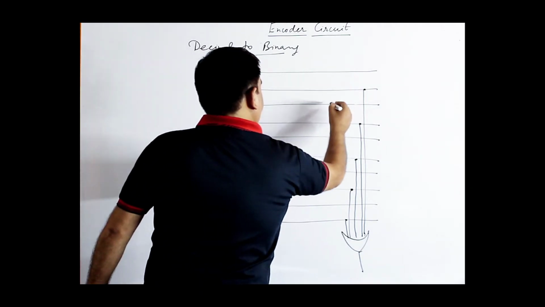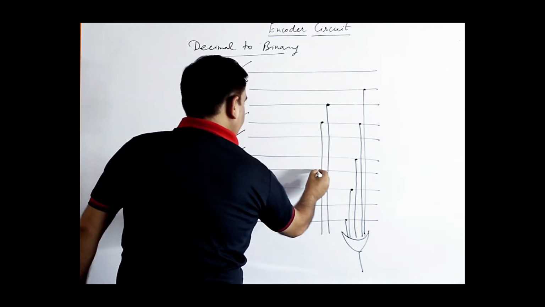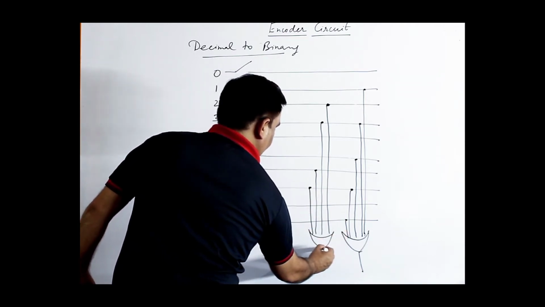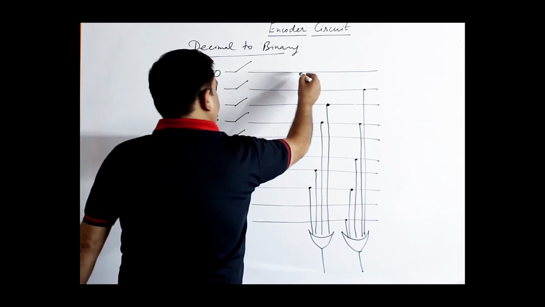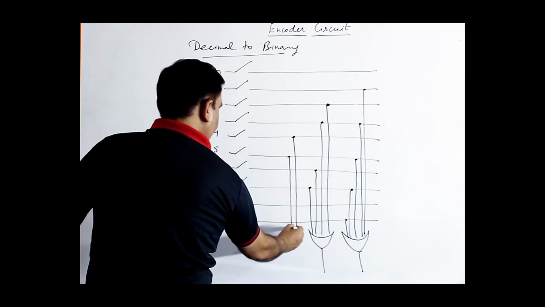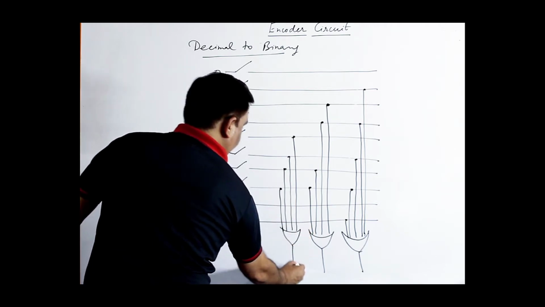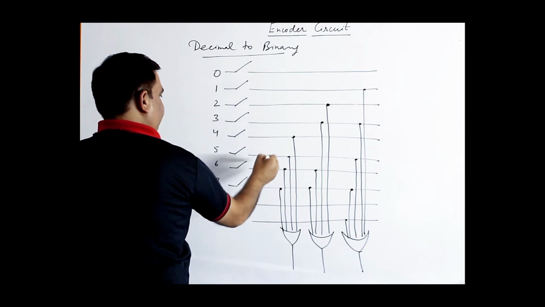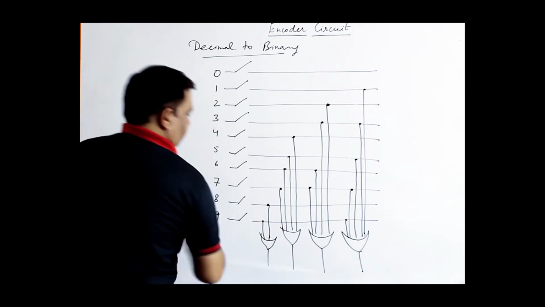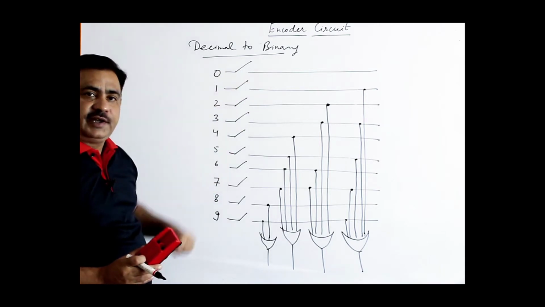Now 0, 0, 1, 1, 0, 0, 1, then 0, 0. It means two zeros, two ones. Now four zeros, 1, 2, 3, 4. Leave 4 wires, connect 1, 2, 3 and 4. And now leave 8 wires, 1, 2, 3, 4, 5, 6, 7, 8. Connect the last 2. This way you can draw the circuit diagram of the decimal to binary encoder.